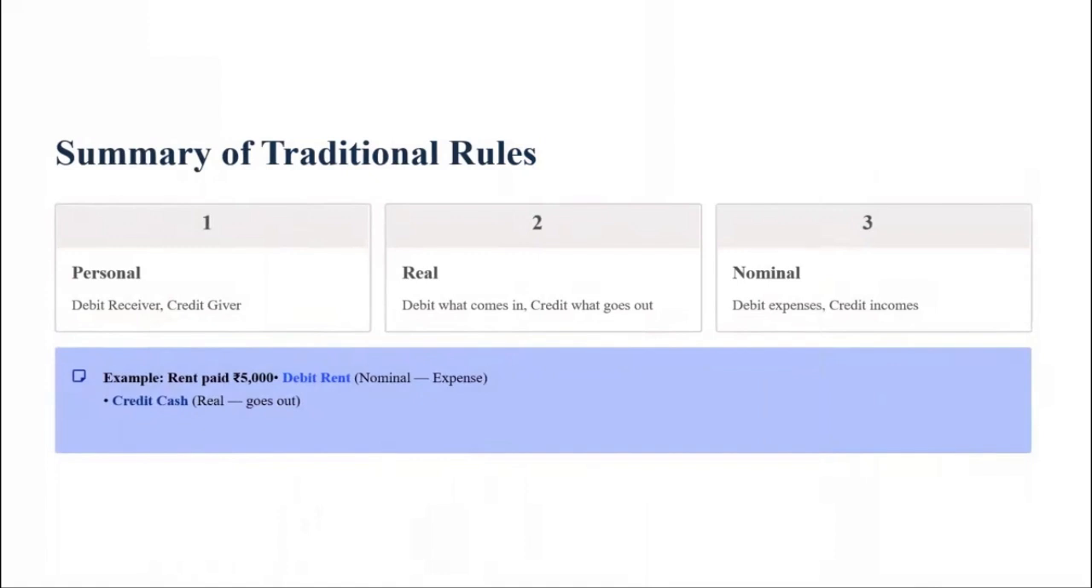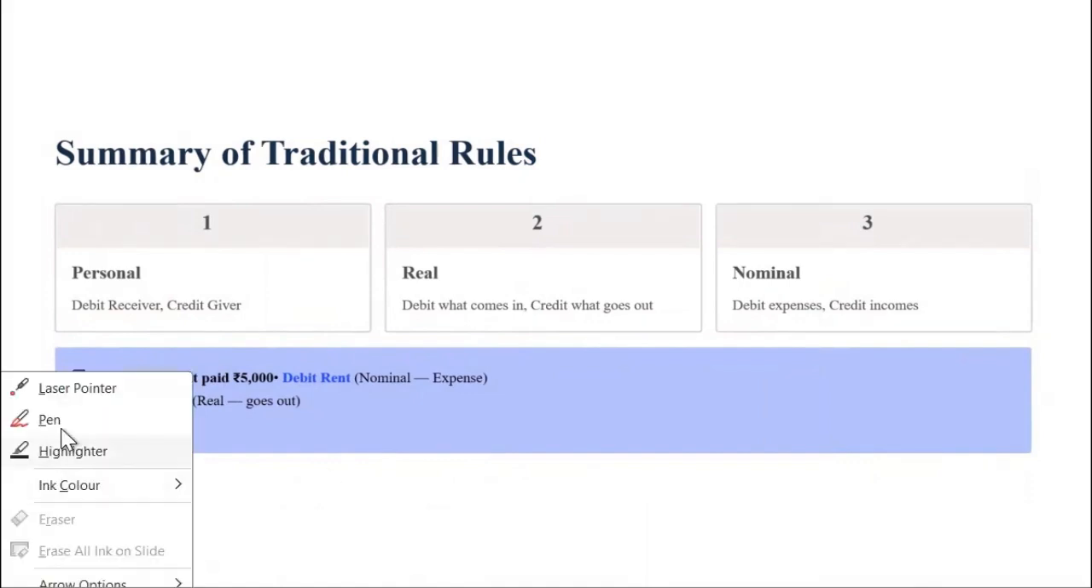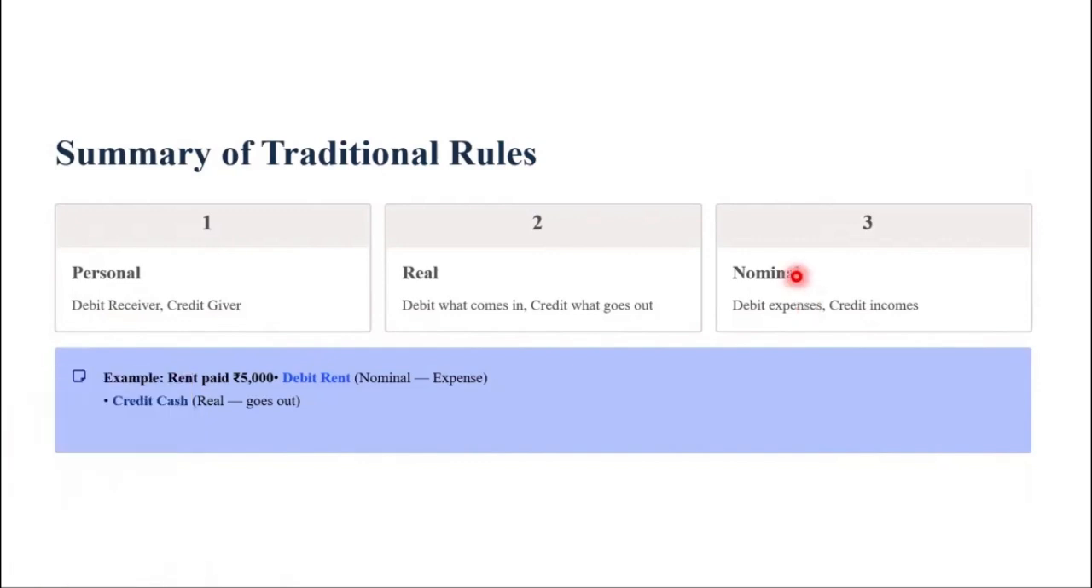Before we move to the modern approach, let's synthesize the three golden rules of accounting. Personal account: debit the receiver, credit the giver. Real account: debit what comes in, credit what goes out. Nominal account: debit all expenses and losses, credit all gains and income.